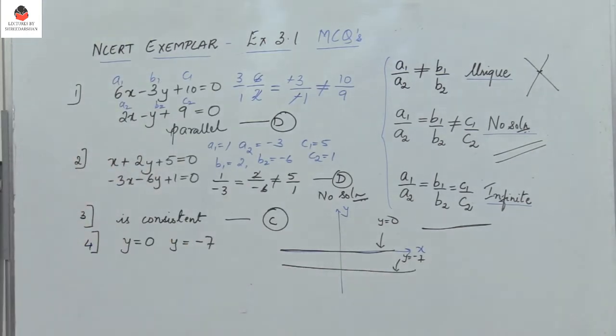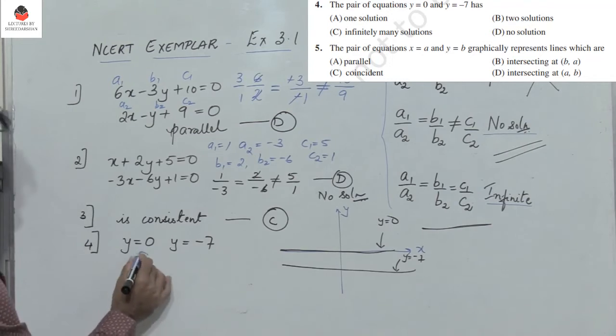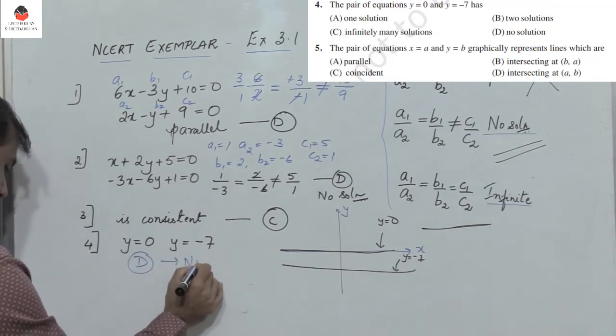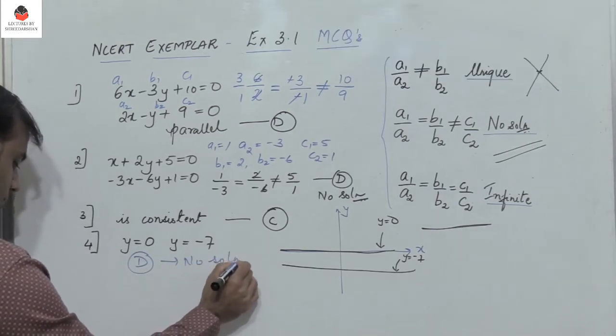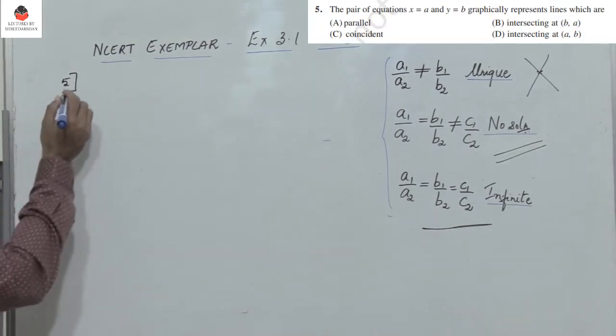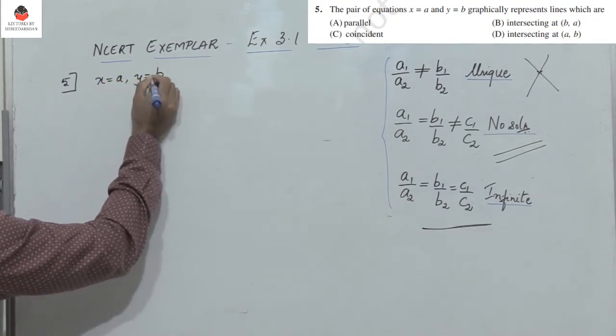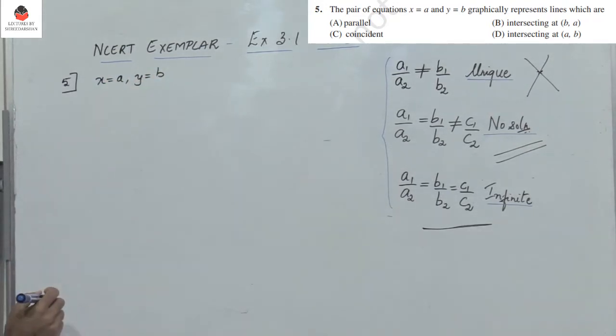Now these two lines are parallel. So therefore there are no solutions. So the right option is D. Option D, which means there is no solution. Question 5. The pair of equations x equal to a and y equal to b graphically represents lines which are.